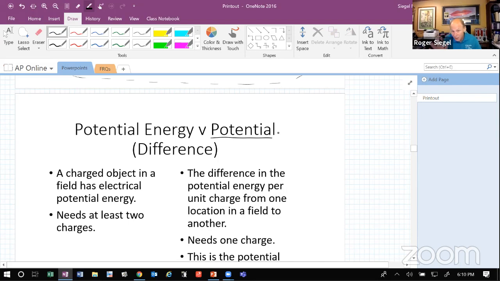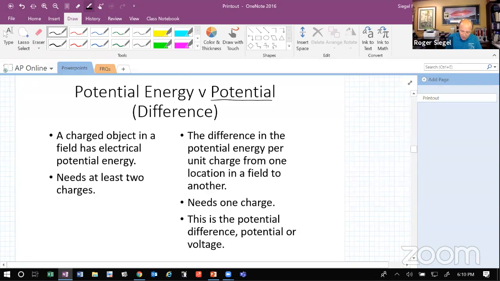We should call it something else, but we don't. So we really have to be clear. Are we talking about potential energy or potential difference? All right, now, we just said that in order to have potential energy, you need two charges. But in order to have potential, you only need one charge. Just like in order to have a field, you only need one charge.